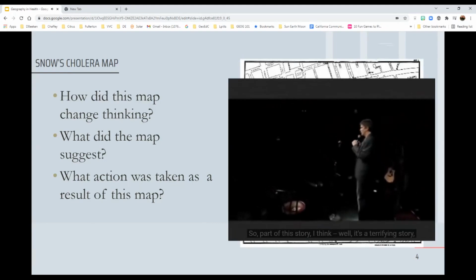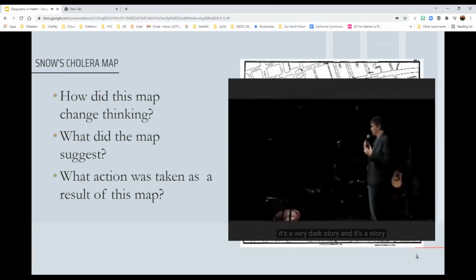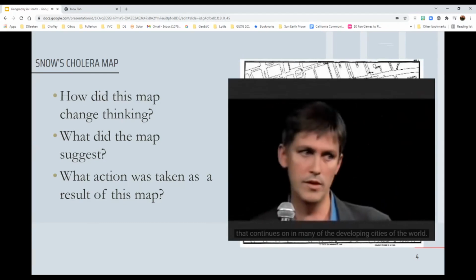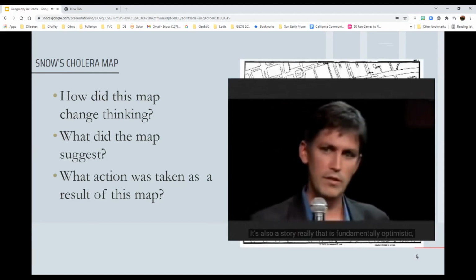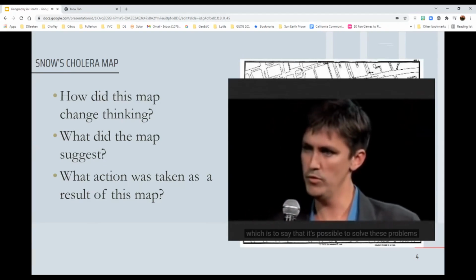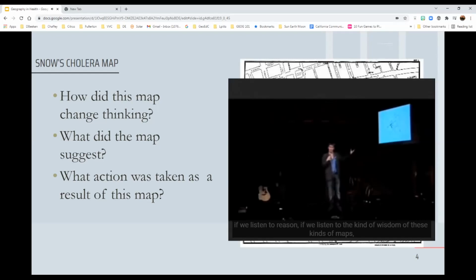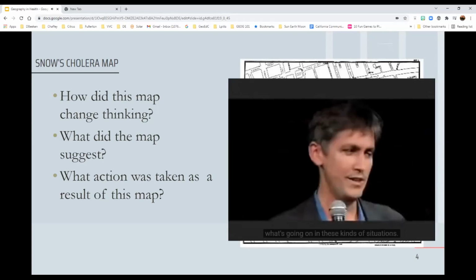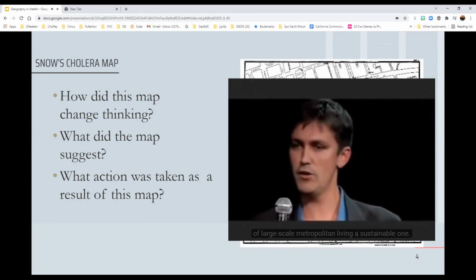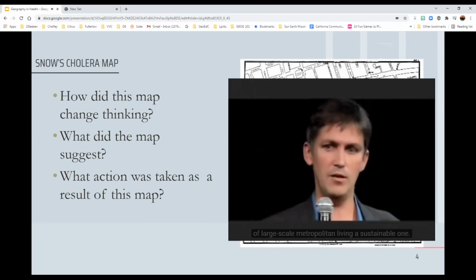So part of this story, I think, while it's a terrifying story, a very dark story, and a story that continues on in many of the developing cities of the world, it's also a story that is fundamentally optimistic, which is to say that it's possible to solve these problems if we listen to reason, if we listen to the wisdom of these kinds of maps, if we listen to people like Snow and Whitehead, if we listen to the locals who understand what's going on in these kinds of situations. And what it ended up doing is making the idea of large-scale metropolitan living a sustainable one.